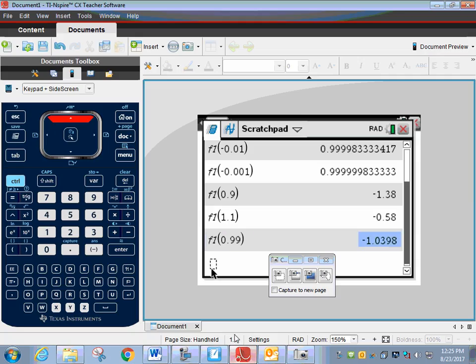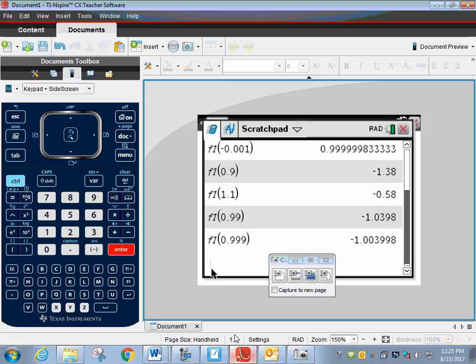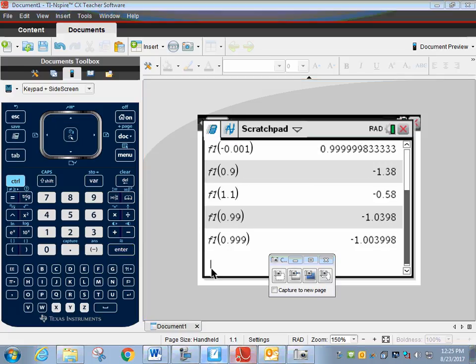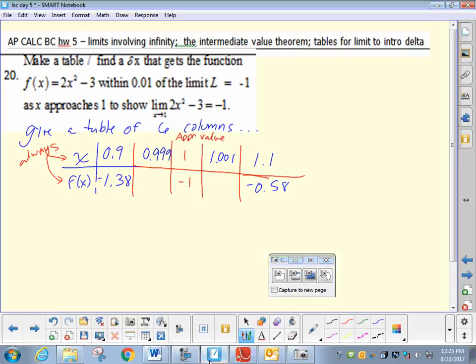So if you try, boom, then you get negative 1.003. What was it above? 1.001. Negative 1 point, or no, probably a little less than negative 1. What is it? Negative 0.993. Okay, sounds good.